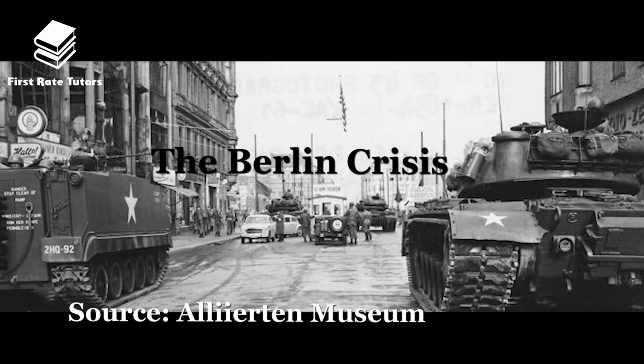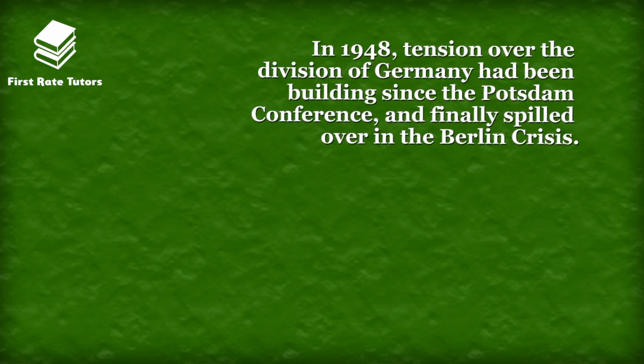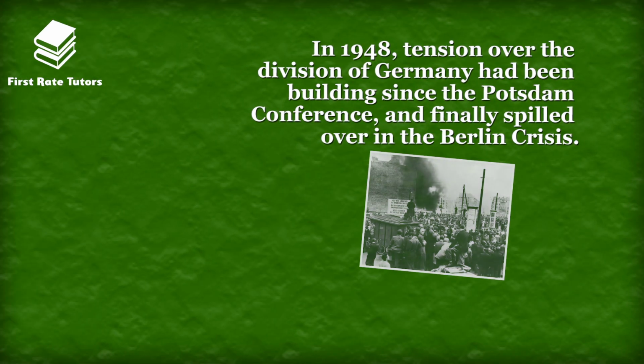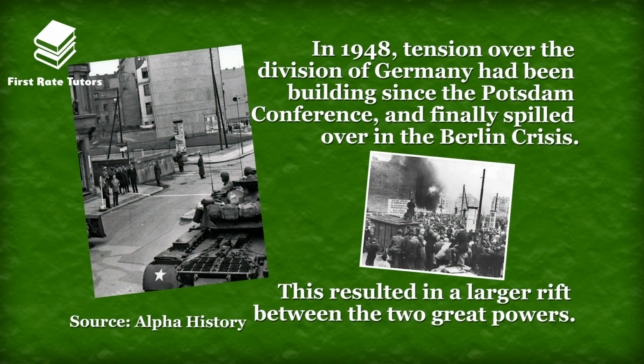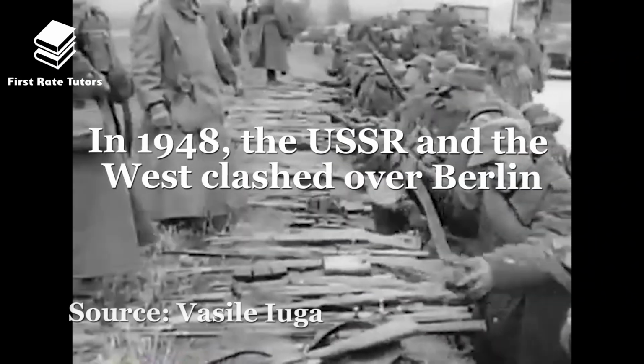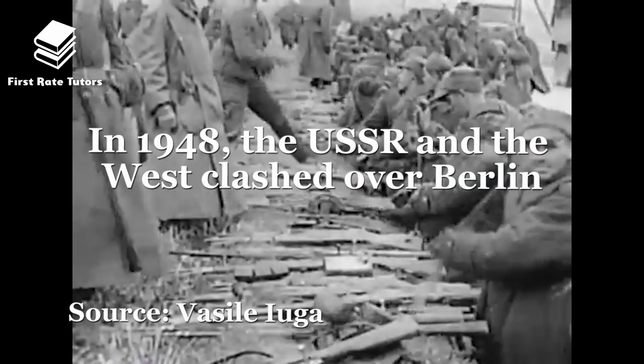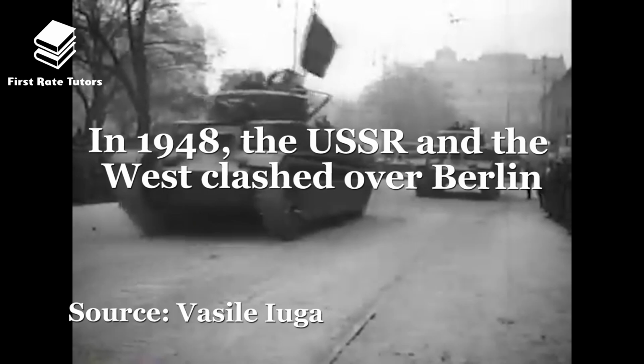Now moving on to the Berlin crisis. Tension over the division of Germany had been building since the Potsdam Conference, and it finally spilled over in the Berlin crisis in 1948. This resulted in even a larger rift between the two great powers. In 1948, the USSR and the West clashed over Berlin.